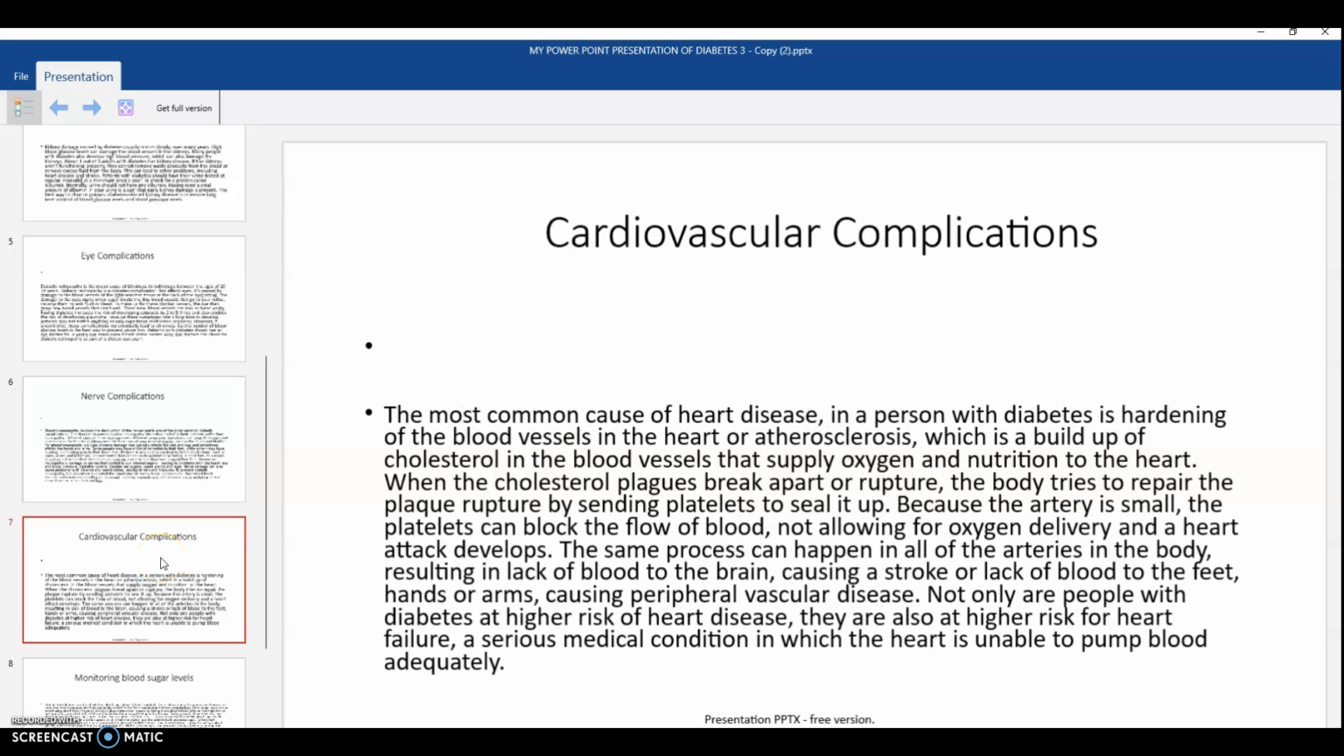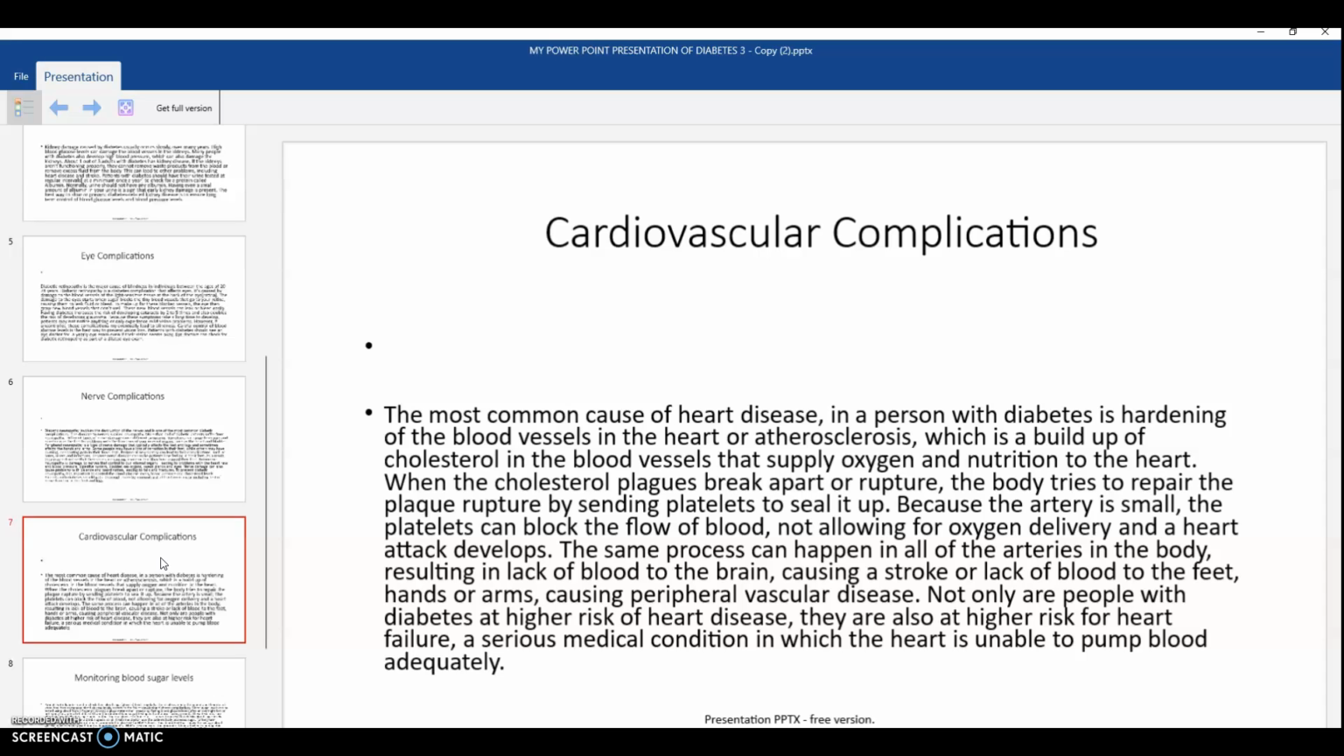And on cardiovascular complications, this has to do with the heart, and this is also the common cause of heart disease in a person with diabetes. And this also causes a hardening of the blood vessels in the heart, which builds up cholesterol in the blood vessels that supply oxygen and nutrition to the heart.